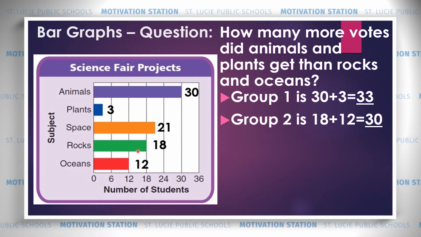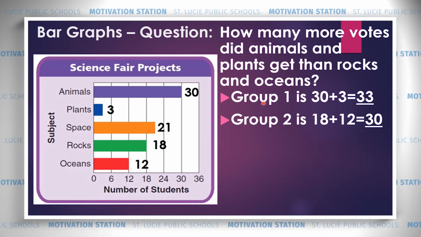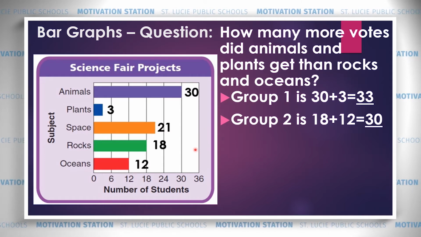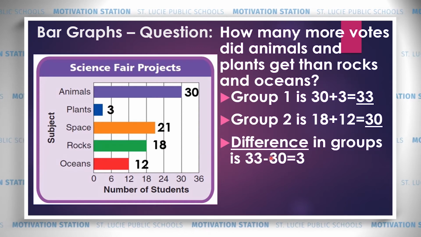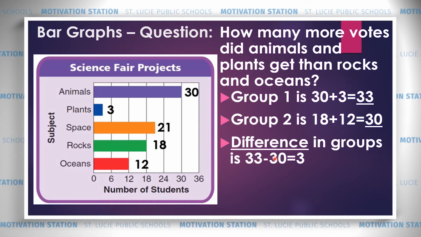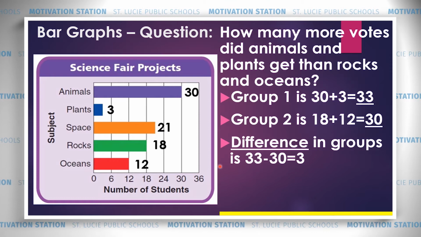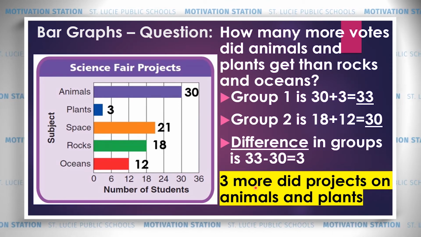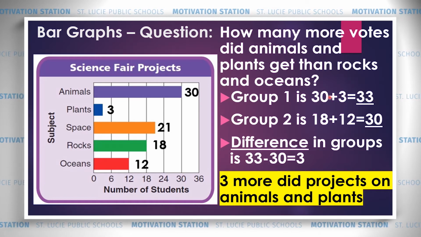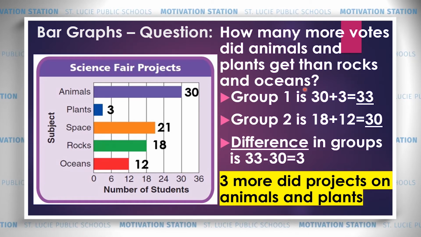Now I need to find the difference. The difference in group 1 versus group 2. Group 1 is 33 minus 30 for group 2 equals 3. So that means that 3 more people did projects on animals and plants than did the group 2 projects, rocks and oceans.